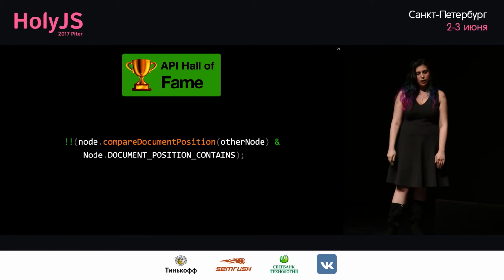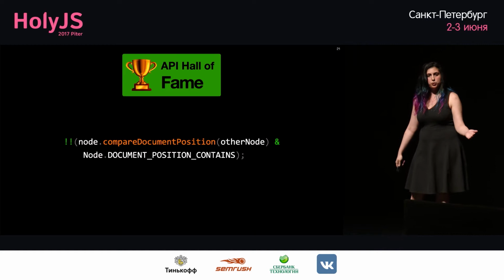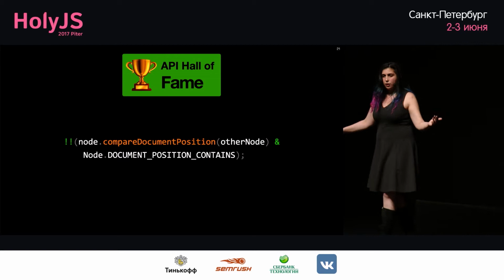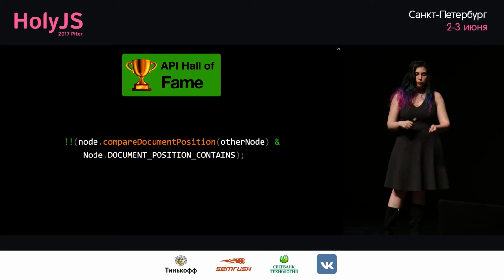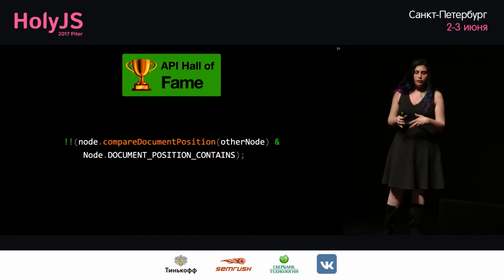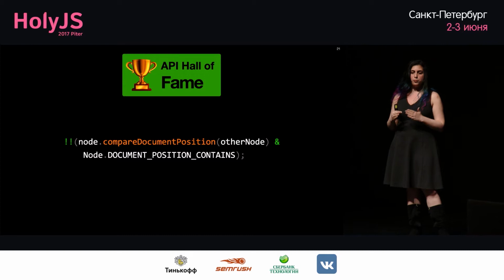For example, this would be a terrible, terrible API. How many of you have used compareDocumentPosition? Not many, okay. It's a DOM API. It's kind of weird. It returns a bit mask, and you have to do a bitwise AND to figure out the results, and there's some constant with numbers that you can compare it with. So it's kind of like the Swiss Army knife of comparing two elements, the positions of two nodes.